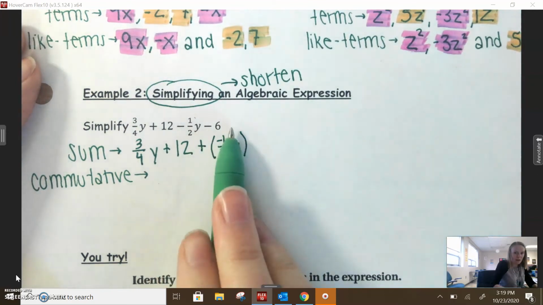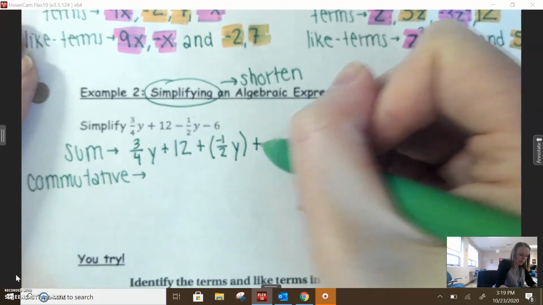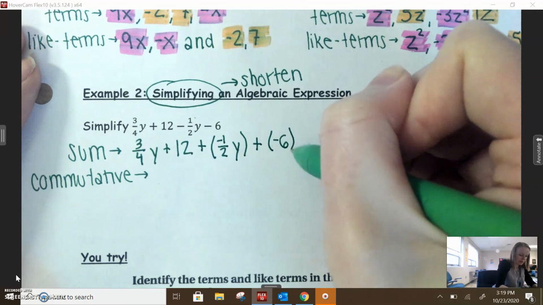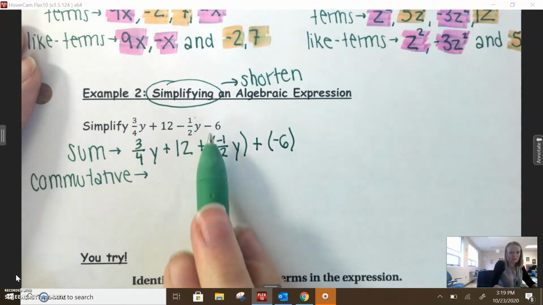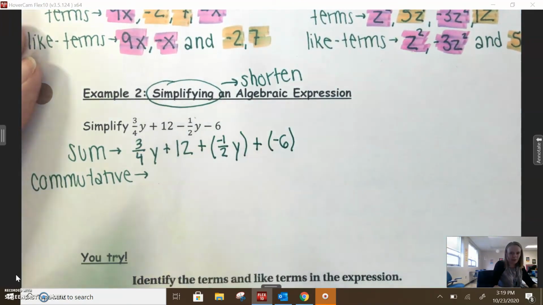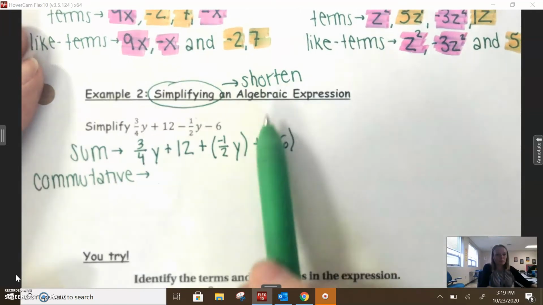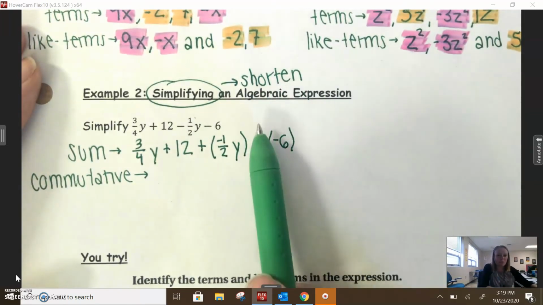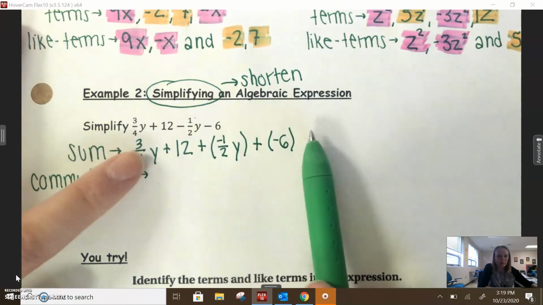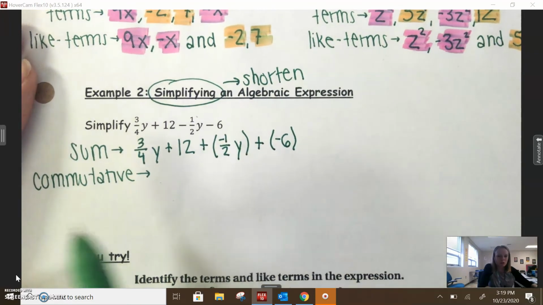This is minus 6. We don't like that. We're going to change that to an adding of a negative 6. So I changed both of these subtractions to adding of the opposite. So now everything is being added. So that is the only step that is in common from both of these. Because right now I'm going to take something that's long and we're going to make it short.